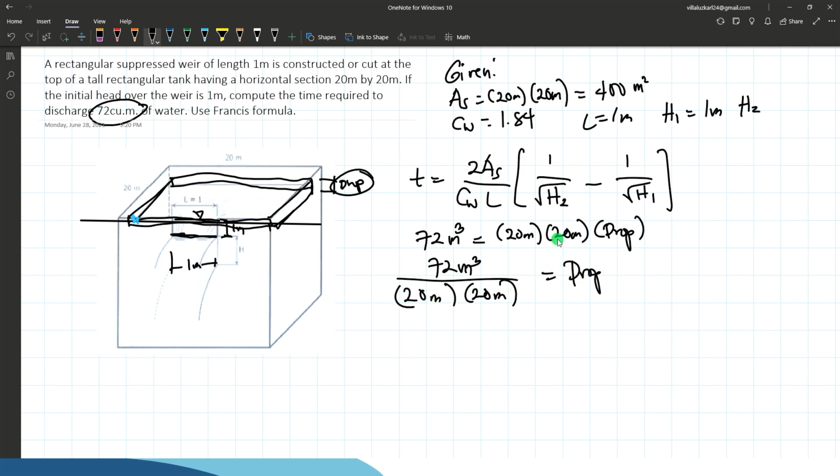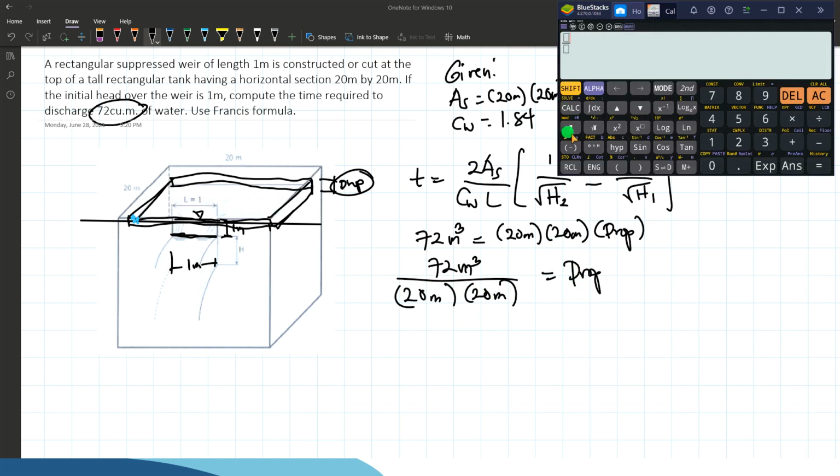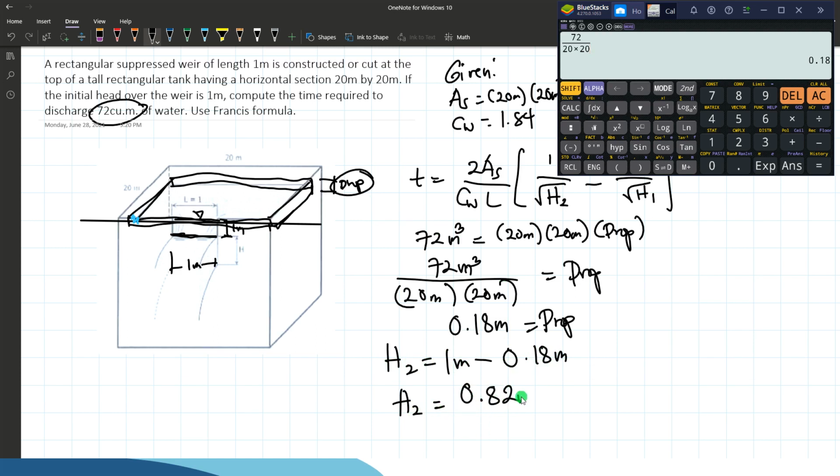When we compute this, 72 over 20 by 20 is 0.18 meters. That's your level drop. So from the initial level of 1 meter, let's just subtract the drop of 0.18. H2 now is 0.82 meters.